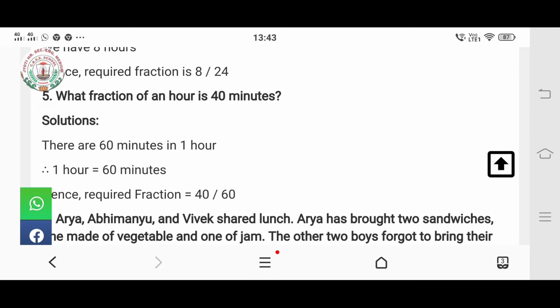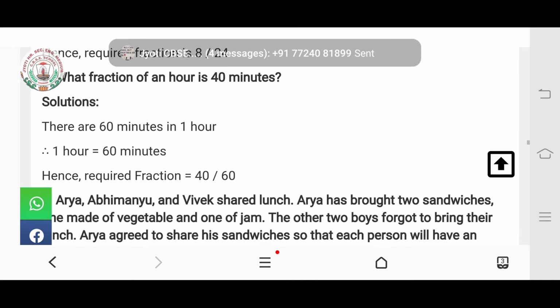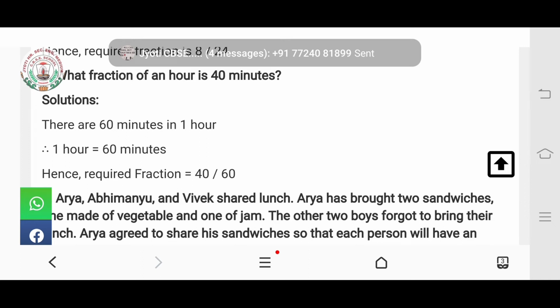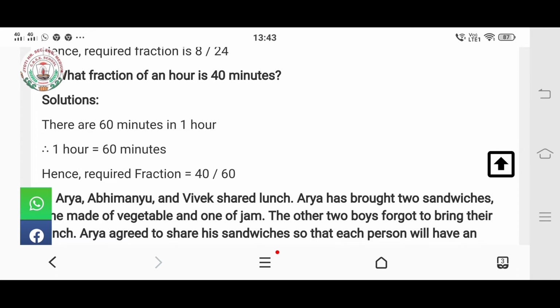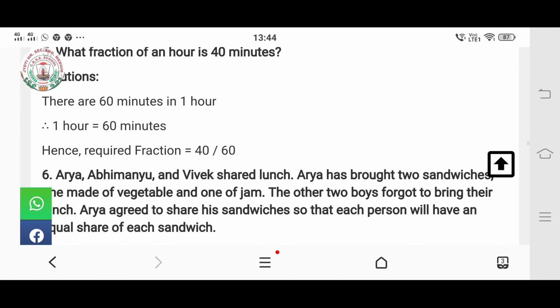Question is: Arya, Abhimanyu and Vivek shared lunch. Arya has bought 2 sandwiches, one made of vegetable and one of jam. The other 2 boys forgot to bring their lunch. Arya agreed to share his sandwiches so that each person will have an equal share of each sandwich.